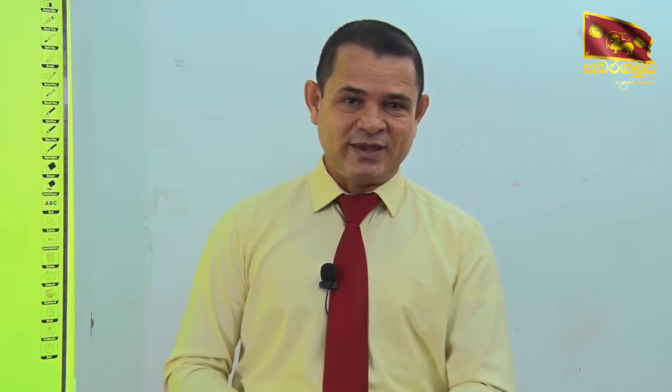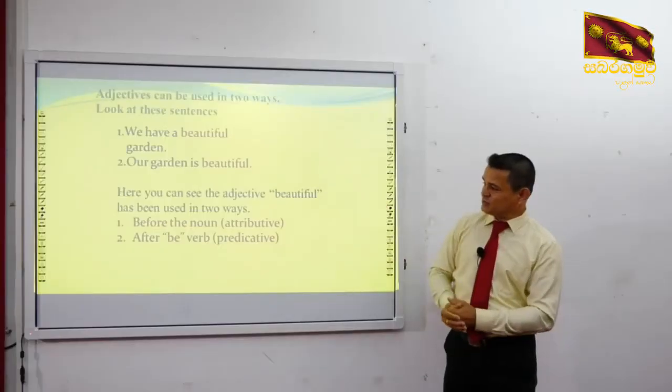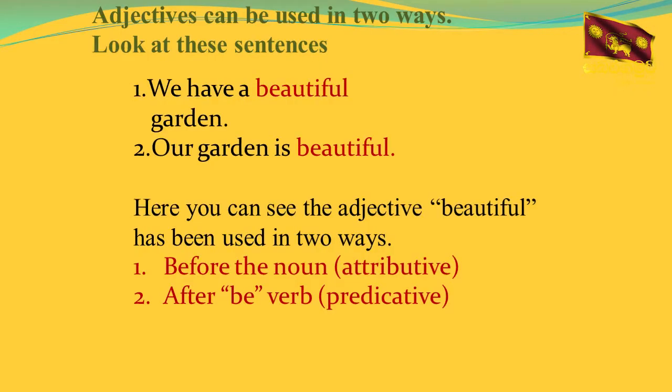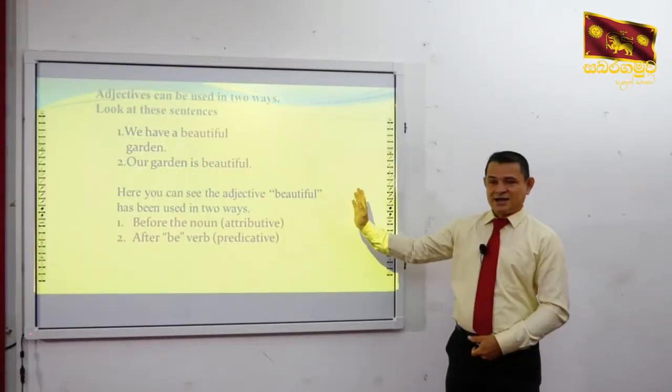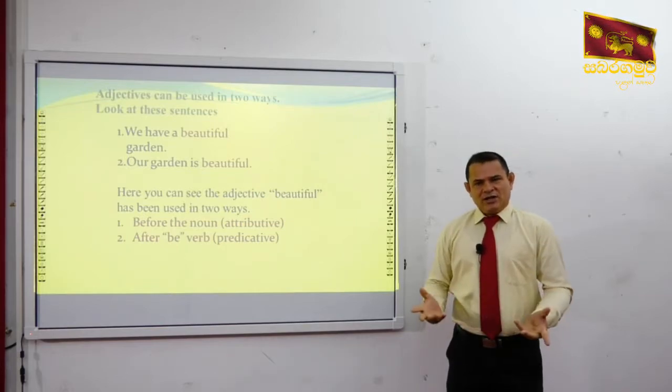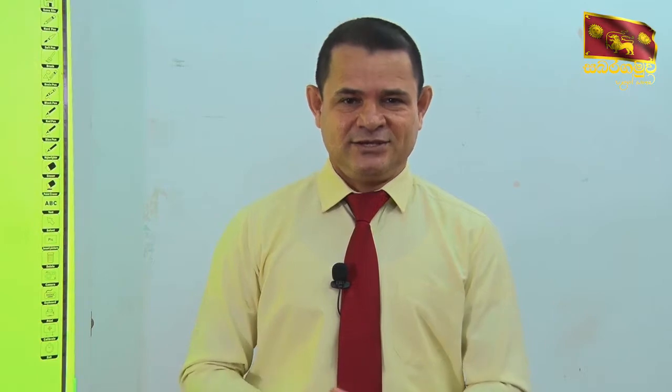Here you can see the adjective beautiful has been used in two ways. Look at the first one and the second one. The first one, that is before the noun, we call the attributive use of adjectives. And the second one is after the be verb: our garden is beautiful. The word beautiful talks about the garden, but it is after the be verb. So this way of using is called the predicative use of adjectives. All these are correct, and these are two ways of using adjectives.